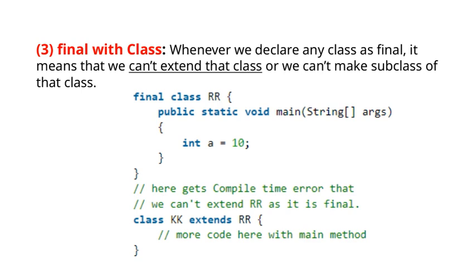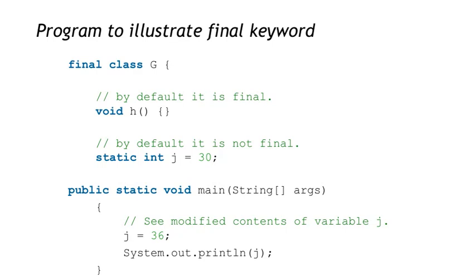All right, let's take a closer look at this example to understand how the final keyword works in Java. Here, we've defined a class called G and marked it as final. This means that no other class can inherit from class G, which is an important aspect of final classes.